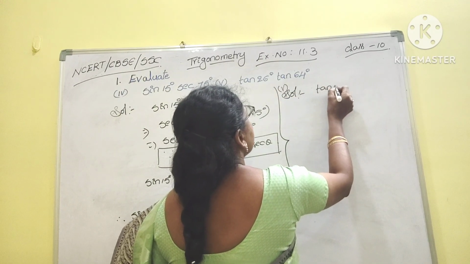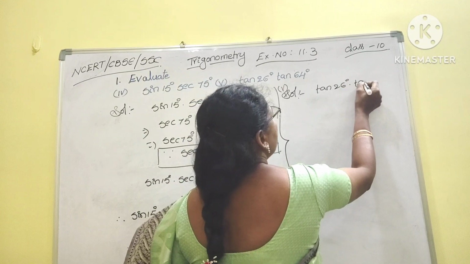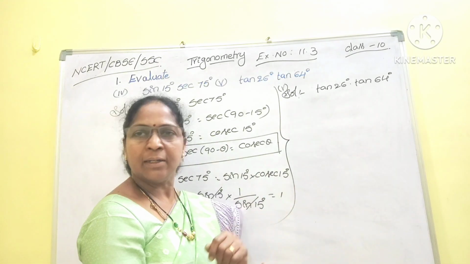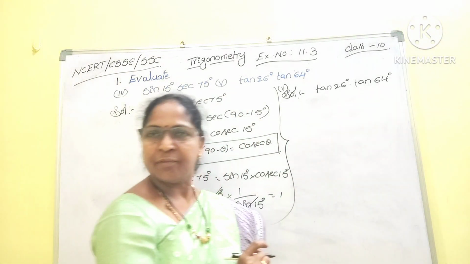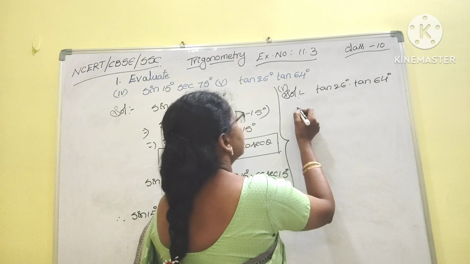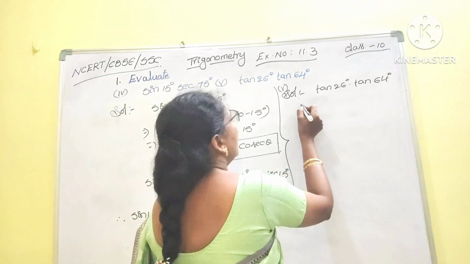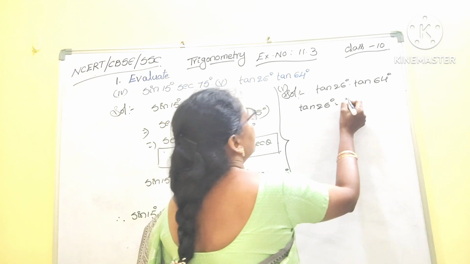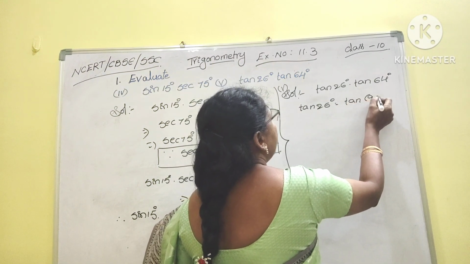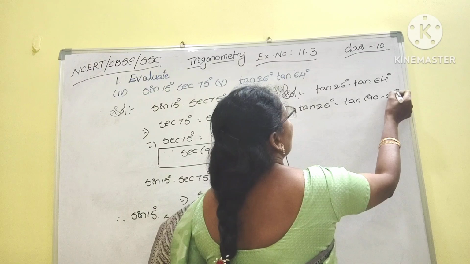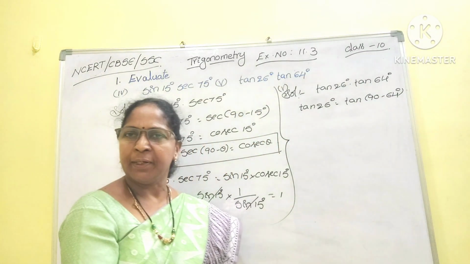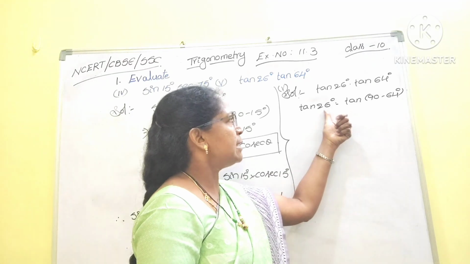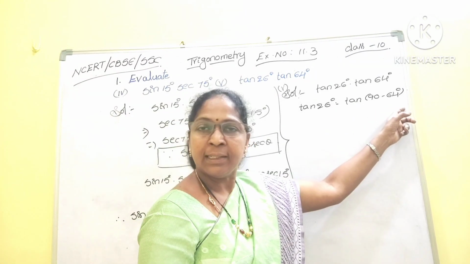Next, the last problem, the fifth solution: tan 26 degrees into tan 64 degrees. Both are tan terms only, but the angles are different. So again, you can change either the first one or the second one. I want to change the first one. Tan 26 degrees equals tan 90 minus 64. These two angles are complementary angles, 26 plus 64 equals 90 degrees. So, this 26 can be written as 90 minus 64.